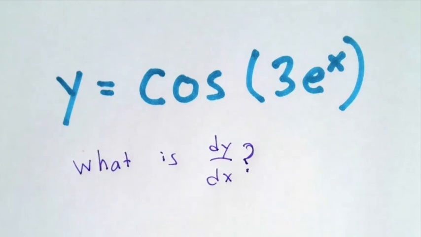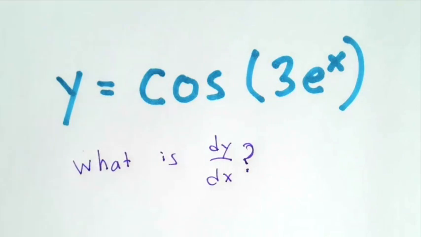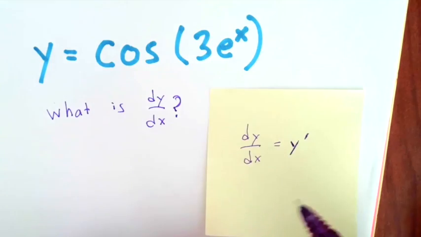Let's look at this question. If y is equal to cosine of 3 times e to the x, what is dy dx? It's important to remember that dy dx is the same thing as y prime. It just means the derivative.